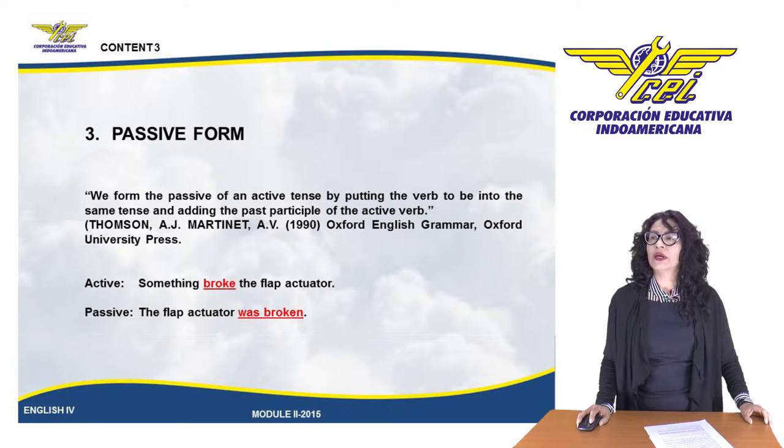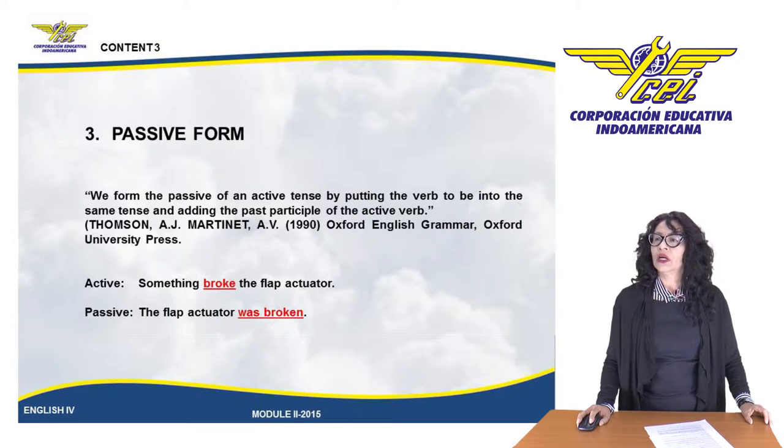Okay, we have the explanation about the passive verb. I took this concept from Thompson and Martinez of Oxford University. We form the passive of an active tense by putting the verb to be in the same tense and adding the past participle of the active verb.